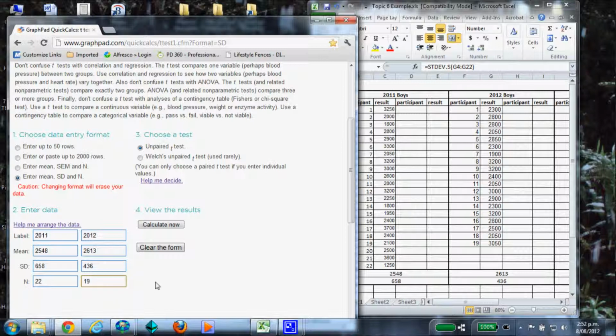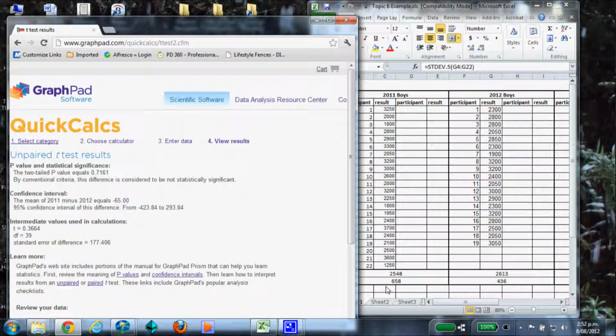So the mechanism uses this information to help generate and see whether there is a significant difference between the two means. Simple as pushing the button and letting the data do its thing, and we have some statements which are given at the top there. So when the data is compared by conventional criteria, this difference is considered to be not statistically significant.